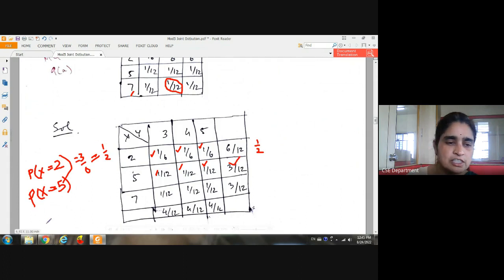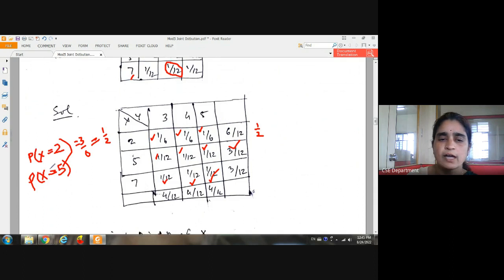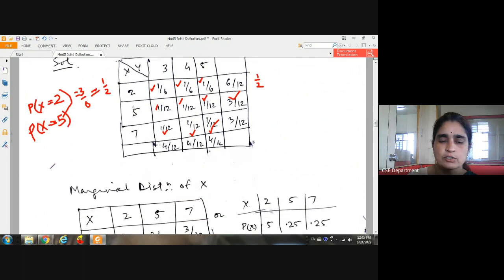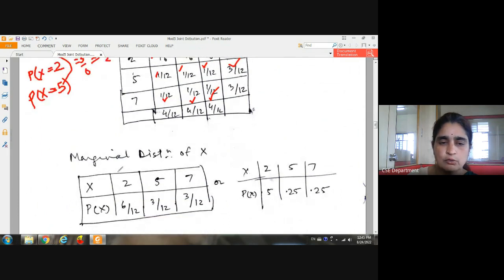Next, last question, probability x equal to 7, what is it? So similarly, this is this cell, this cell, this cell. You add it up, you get 3 by 12. Now x can take no other value other than x equal to 2, x equal to 5, x equal to 7. So x equal to 2, the probability 6 by 12. X equal to 5, the probability 3 by 12. X equal to 7, the probability 3 by 12.